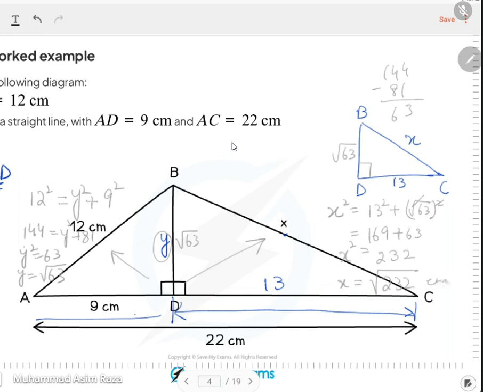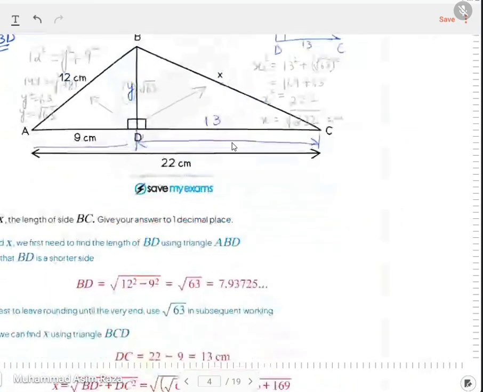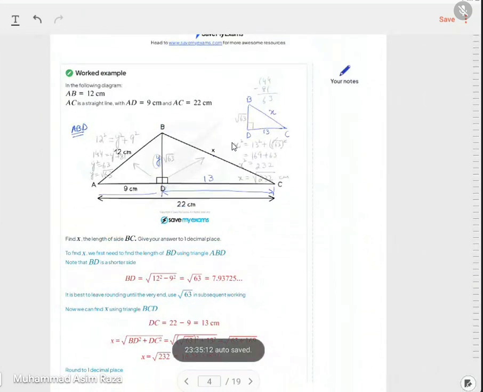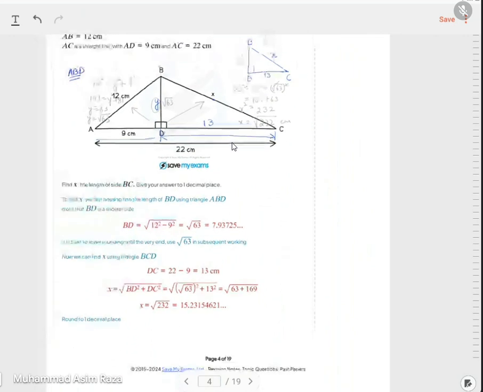Okay. Are you getting it, or is it confusing? Yes, I'm getting it. It's confusing, but I'm getting it at the same time. You know what I mean? Yeah, yeah. So we can move on to the next one now.